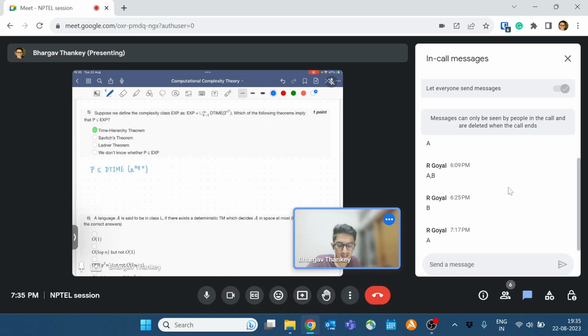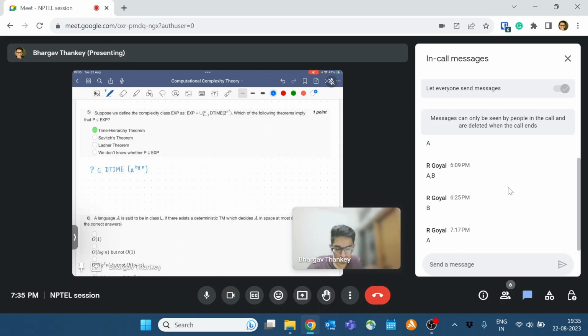Why? Because pick any language in P, it would be solvable in time n to the k for some constant k. K is constant, log n is not a constant, right? So is this containment clear?